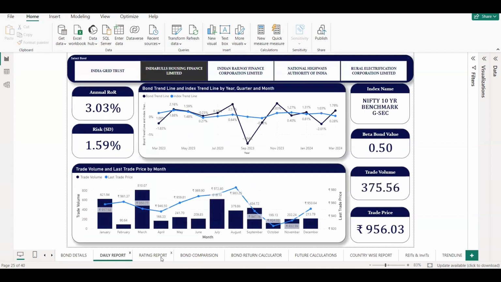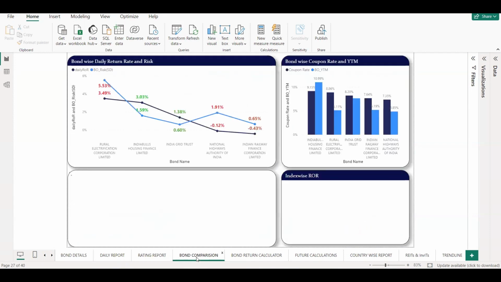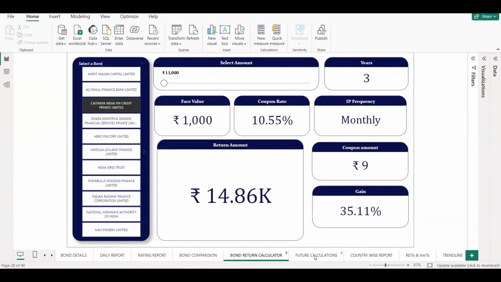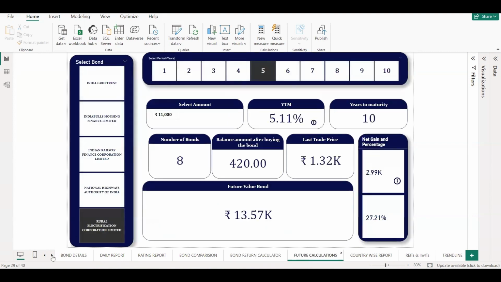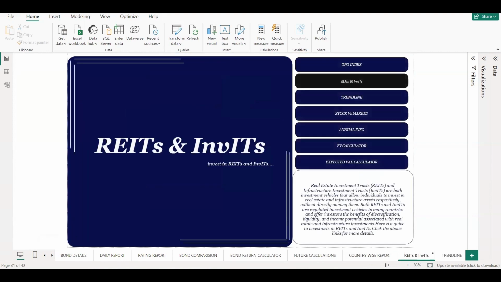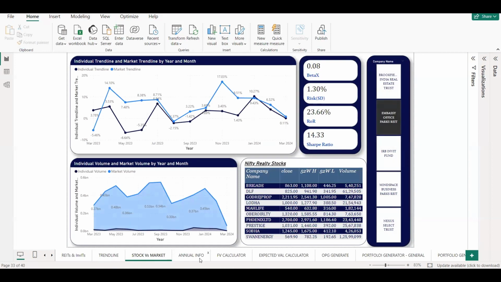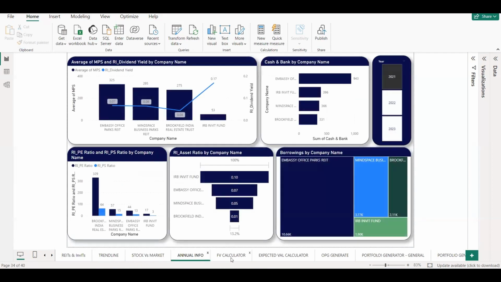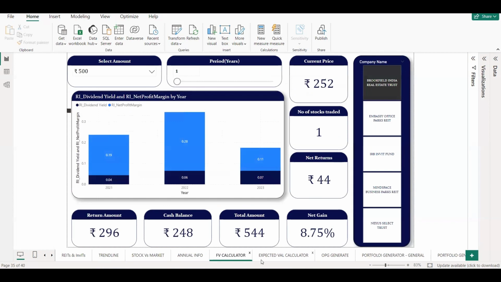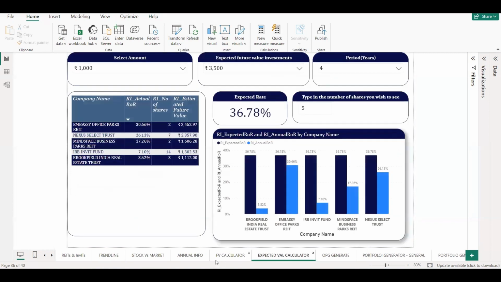We have compared the daily movement of bonds and the comparison between different bonds and its return and its future value. And finally, we have taken the REITs and InvITs, which are real estate investment trusts and infrastructure investment trusts, where you can buy the shares of those companies that invest in real estate. We have compared different options that are available in the market. And we have done a future value calculator and expected value calculator.